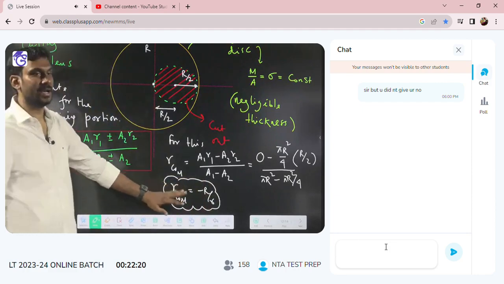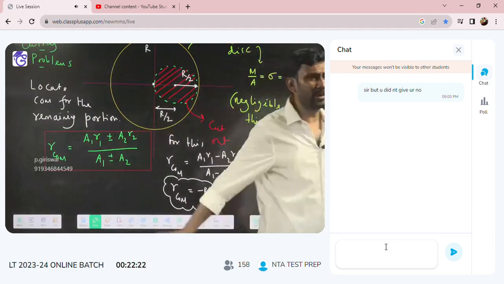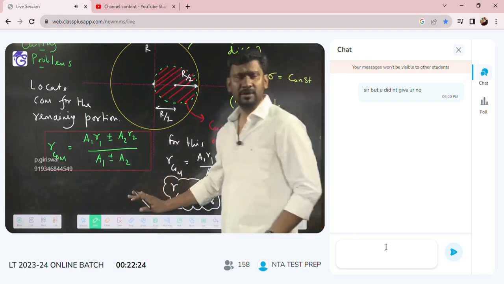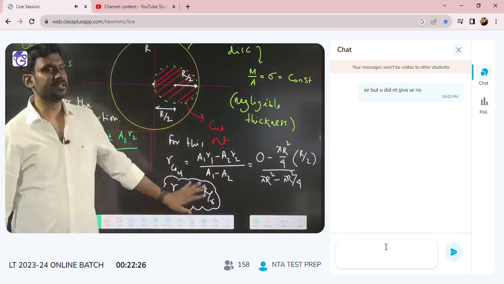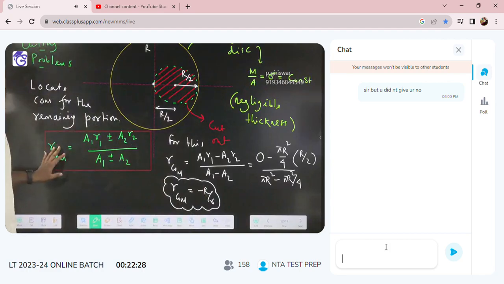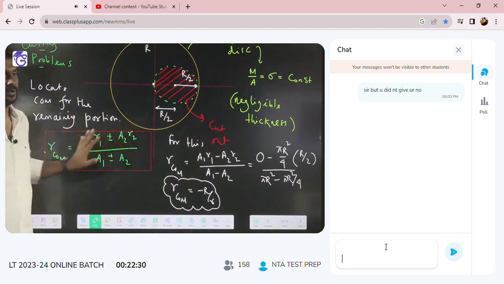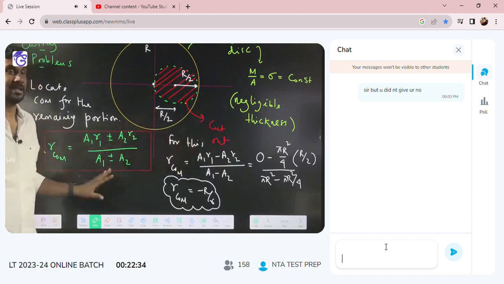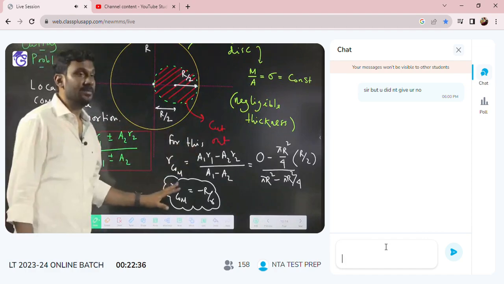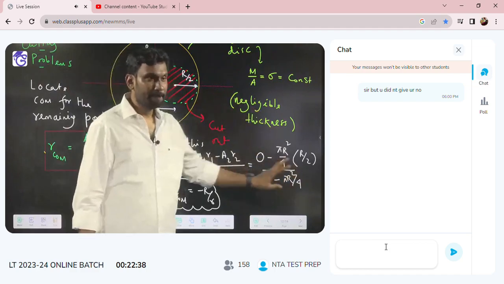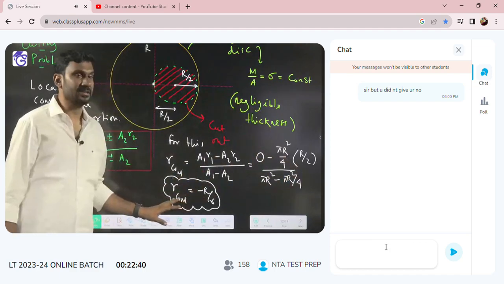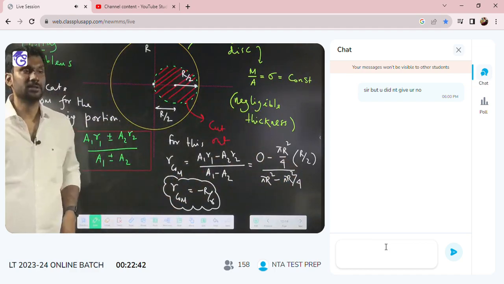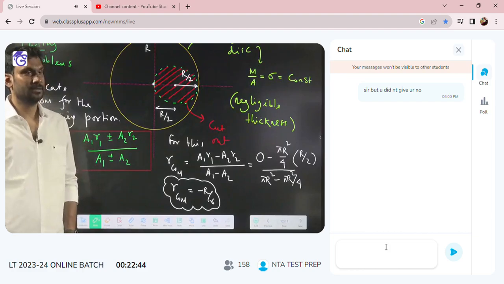Is this thing clear to all of you? I hope you know this already. This is a very known method. You have already studied this previously. R center of mass equals A1 R1 plus minus A2 R2 by A1 plus minus A2. Plus sign is for addition of mass elements. Minus sign is for removing mass elements. If I substitute in the formula, the answer is minus R by 6. Is it okay for everyone? Clear?